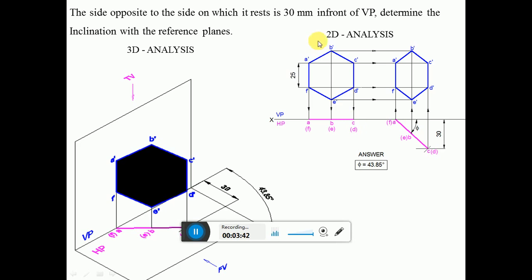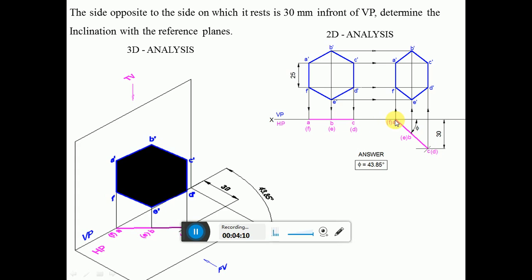Now he says 30 mm in front of VP. So I draw a line from the XY line at a distance of 30 mm and measure the length from here to here. From A, you cut an arc on that horizontal line to get the inclination. Then join A to C directly. So you are going to get AF and CD, and measure the length from A to B using a compass.